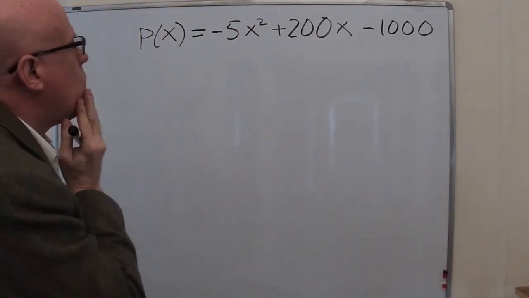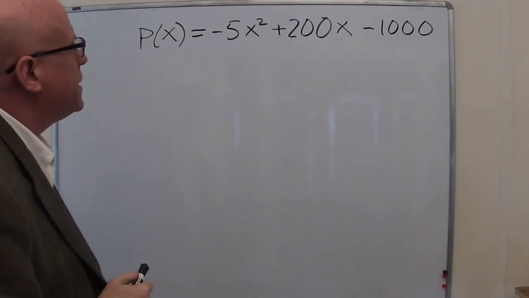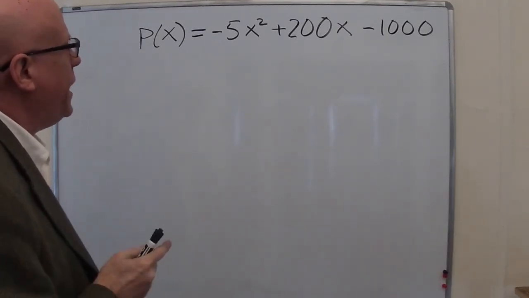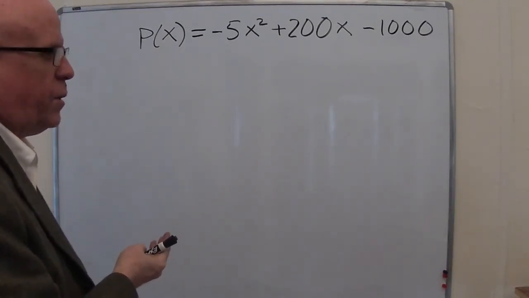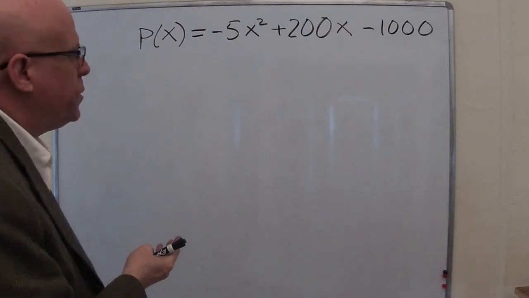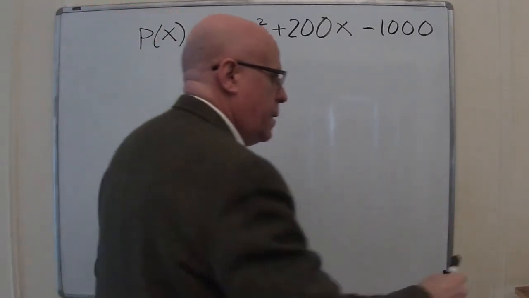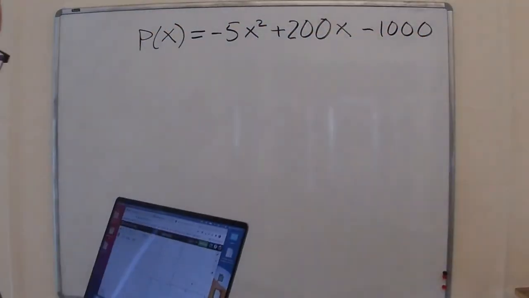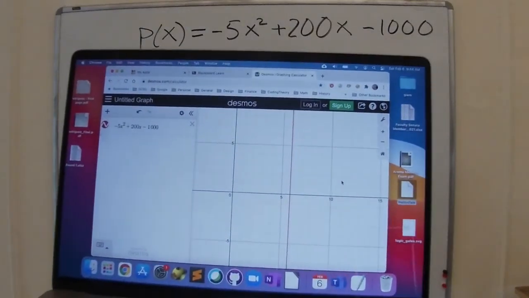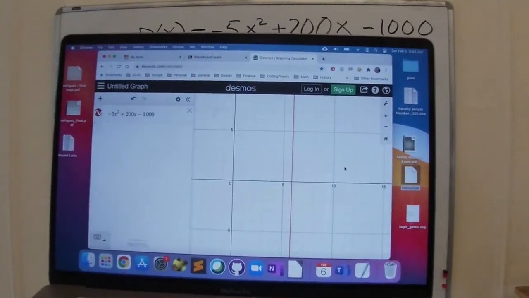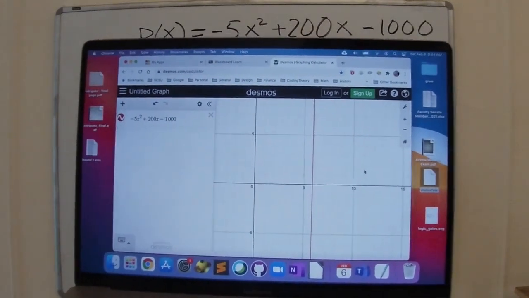I'd like to graph that for you. There's a couple of ways you can do it by hand, but I don't want to get into by hand graphing at this point. So it would be probably best to use a calculator or Desmos. All right, so I've gone ahead and entered the thing into Desmos there, and I think that should be a good view of it for you. Minus 5x squared plus 200x minus 1,000.